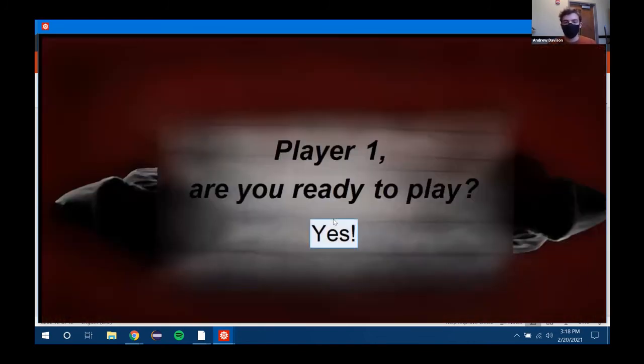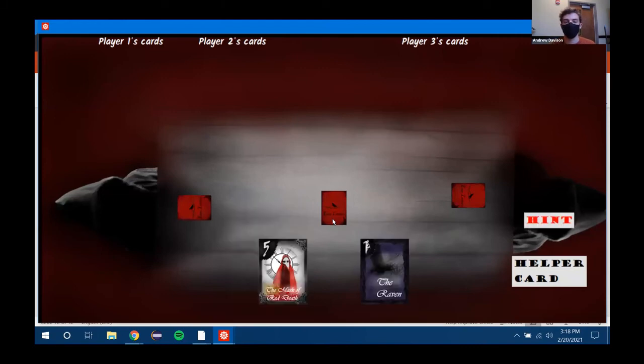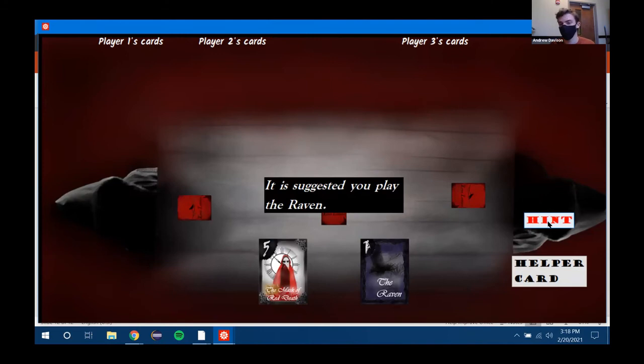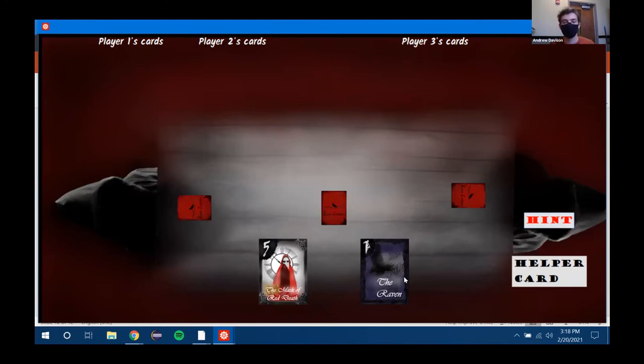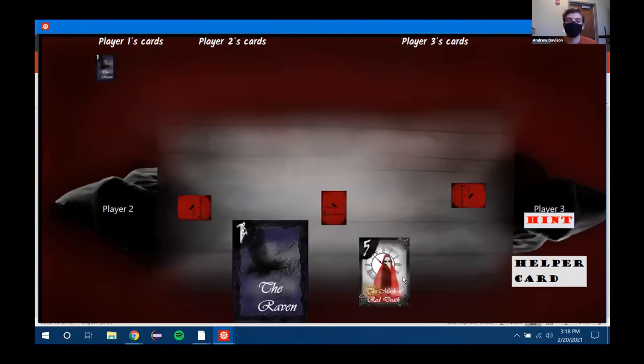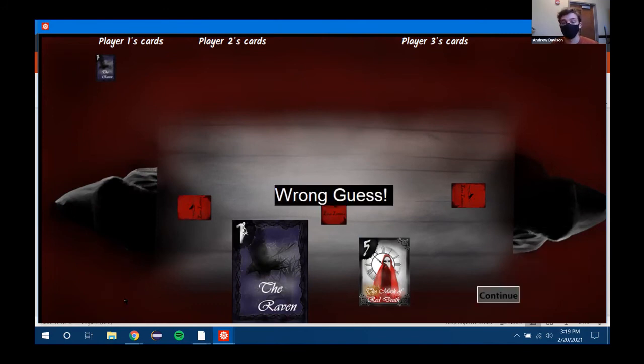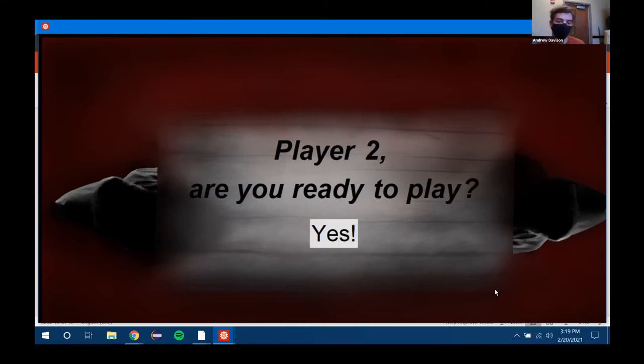So I'll go first. I draw a card. I have a 5 and a 1. I can ask the hint. Hint says that I play the Raven. Generally speaking, better play the lower card, right? So I'll pick Morgan, and I'll guess a 5. I was wrong. That's just how the game goes. So I'll give it over to Morgan.